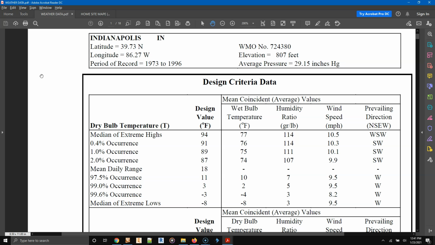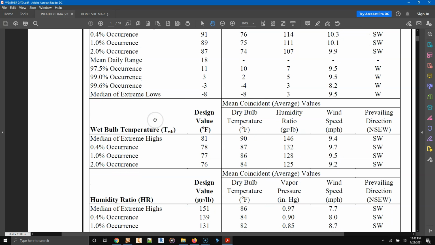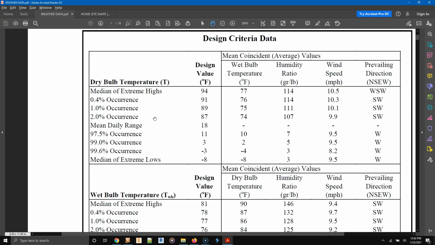So be real clear about what temperatures you're going to use. In class, we discussed the different content here, and we decided that the best numbers to use for our design choices would be to look at the median of extreme highs, design value in degrees Fahrenheit, 94 degrees, and the median of extreme lows, design values in Fahrenheit, -8 degrees. So don't just put 94 and -8. Actually write it all out. The median of extreme highs, design value Fahrenheit, 94 degrees for the high, and the median of extreme lows, -8 in degrees Fahrenheit.